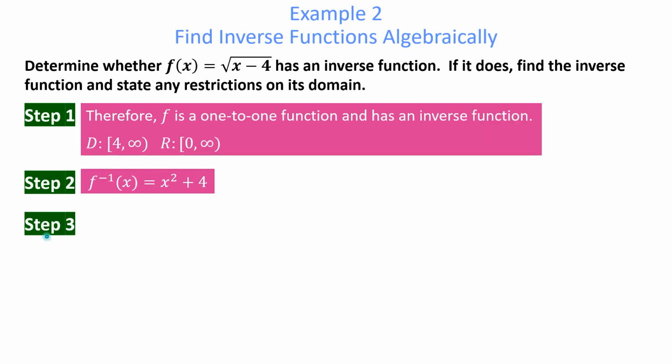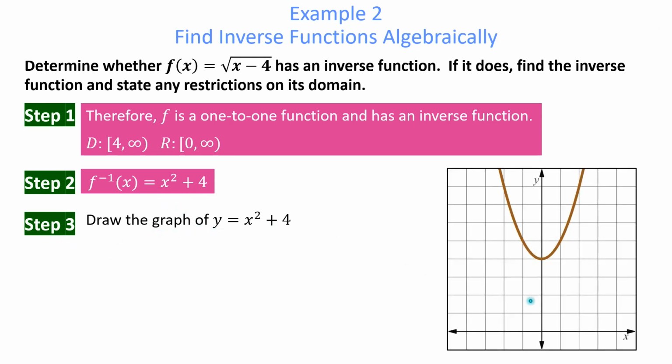Now for step 3, we want to draw the graph of y equals x squared plus 4. So this is the graph we get, and we want the domain for this. So we look at the x values, and we can see it's unbounded going towards negative and positive infinity.